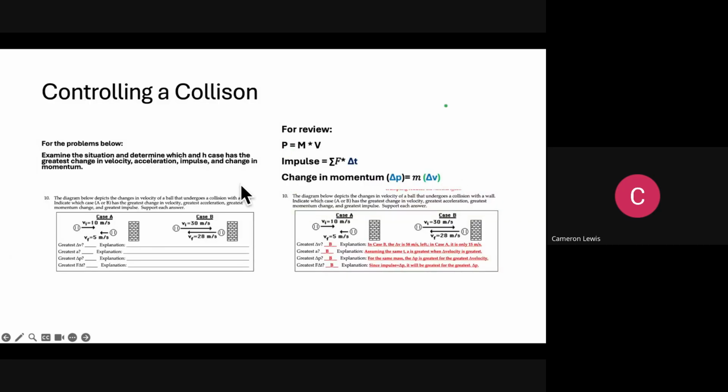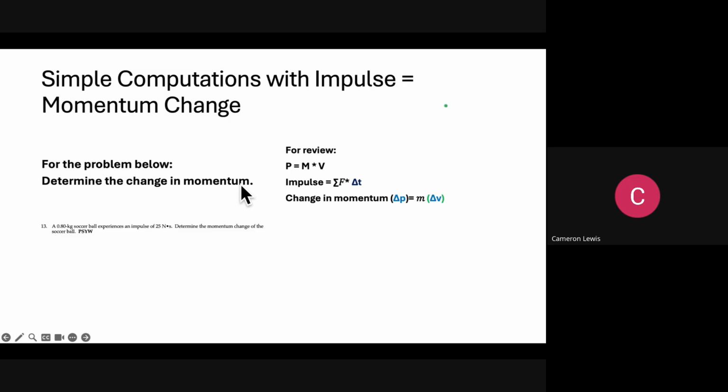Now, I'm glad that you spoke up and made me go through that, because now it really should take you 2 seconds to answer this question. So now, determine the change in momentum. A 0.8 kilogram soccer ball experiences an impulse of 25 newtons per second. Determine the momentum change of the soccer ball. So do we do impulse, which is force times change over time? Hold on. Talk yourself into it.